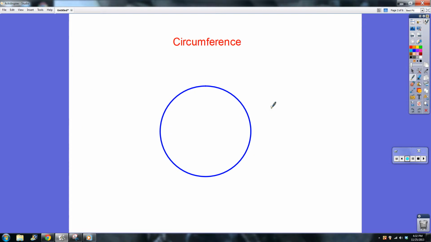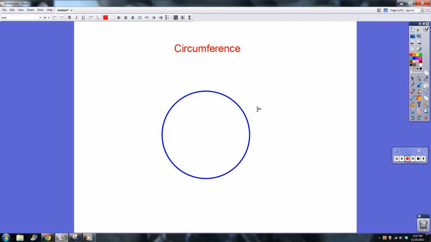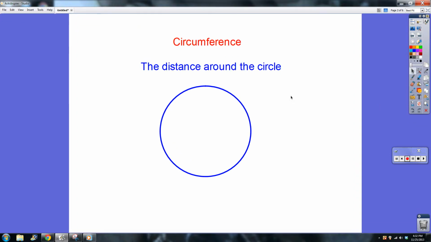Let's talk about circumference next. Circumference, please draw a circle in your notes. Write circumference above the circle. Circumference is the distance around the circle. It's the distance around the circle. So get that down. So if you were to take a string and start it, let's say right there, and pull that string all the way around the circle back to where you started, and then measure the length of that string, that would be the circumference as well.